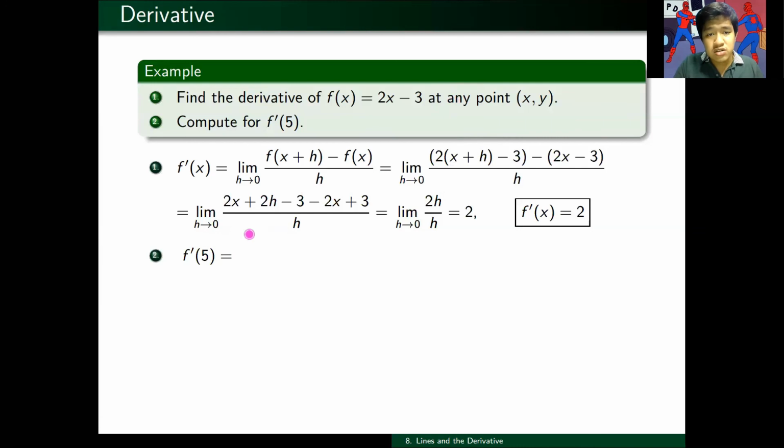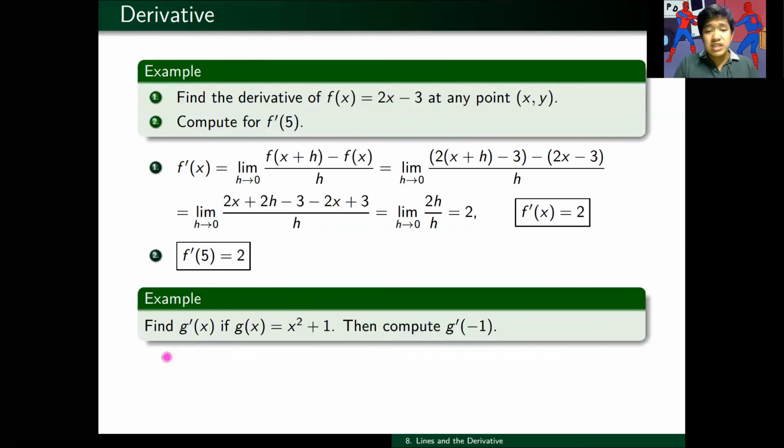Tapos gawin ko ulit to, substitute. No? Or, since nakakuha na ako ng general form for f prime of x for any x, I could just plug in 5 here. I get what? F prime of 5 equals 2. Okay? If f prime of 5 here, well, wala namang x dito. No? So, kahit ano i-plug in ko dyan, actually, it's just 2. So, f prime of 5 is 2. Okay. Good.